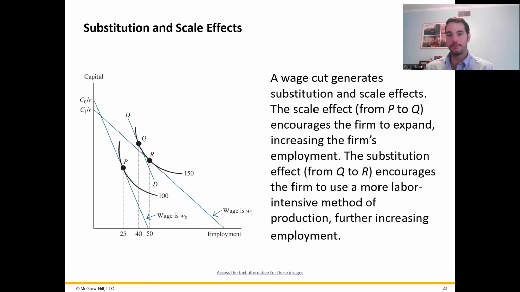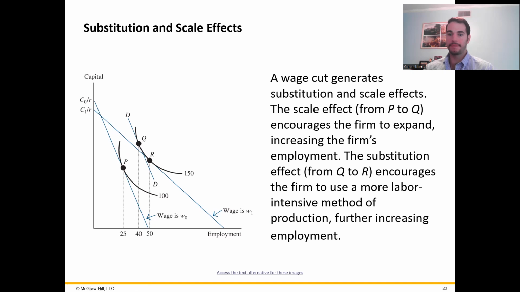In practice, a firm would move to the new production and worker level in two moves. First, they move from point P to point Q. So they increase their employment, in this case, from 25 workers to 40 workers, and they increase how much capital they would use. But they move along that isoquant curve, that the 150 units of production, down to this new wage rate line.